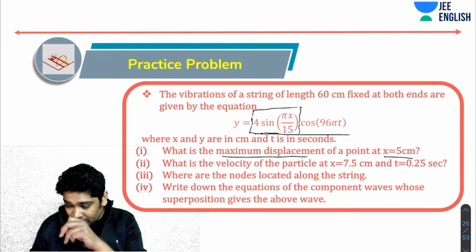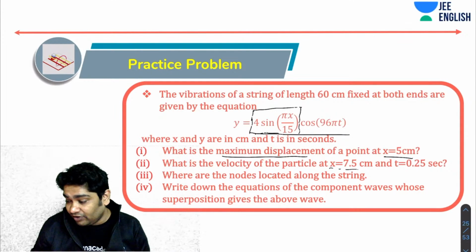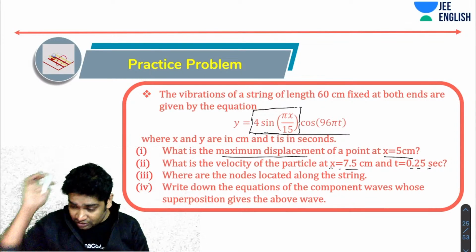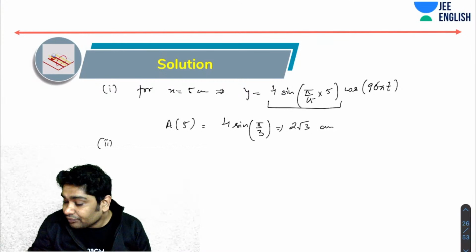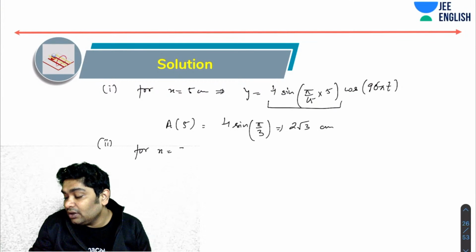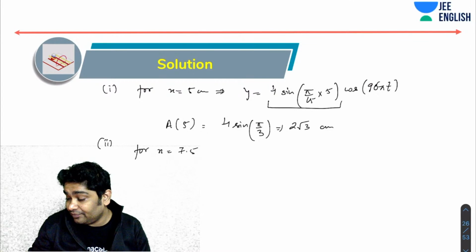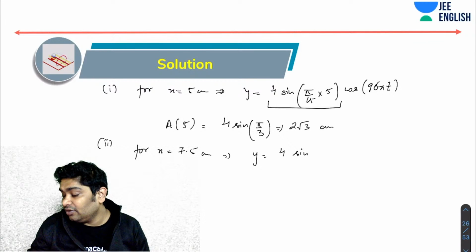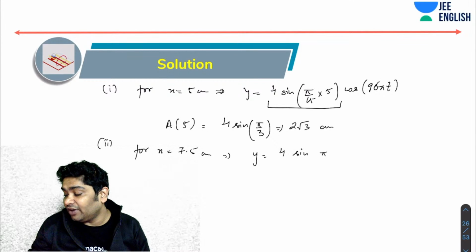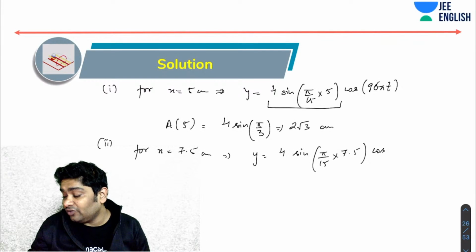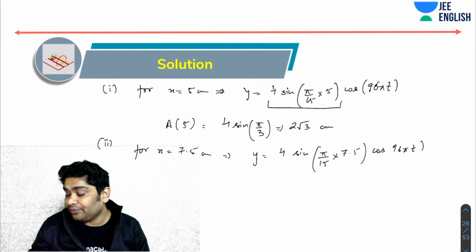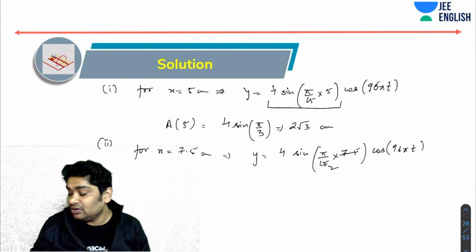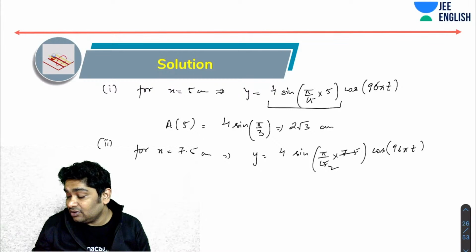Now, how about the velocity of a particle at x equals 7.5 at t equals 1 by 4? Okay, so let's try and write the equation of SHM for a particle at x equals 7.5. The equation of SHM becomes y equals 4 sine of pi by 15 into 7.5 into cos of 96 pi t, correct? So what we realize is the equation of SHM is y equals 4 cos 96 pi t.